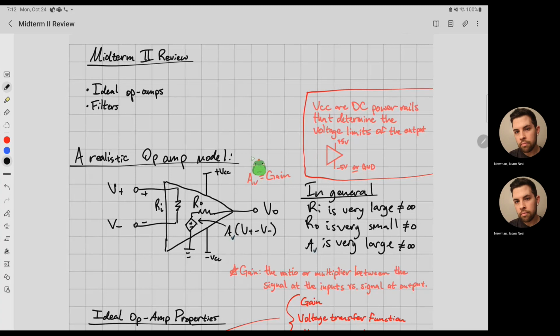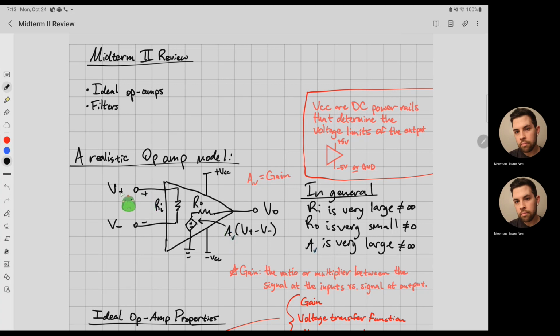First, I just kind of want to get you familiar with what an op amp actually is, what an op amp actually does, and what it means to be talking about an ideal op amp versus a realistic op amp. So let's talk about a realistic op amp model first. This is just a picture. I think Professor Kogan has shown you this picture, what a realistic op amp model looks like.